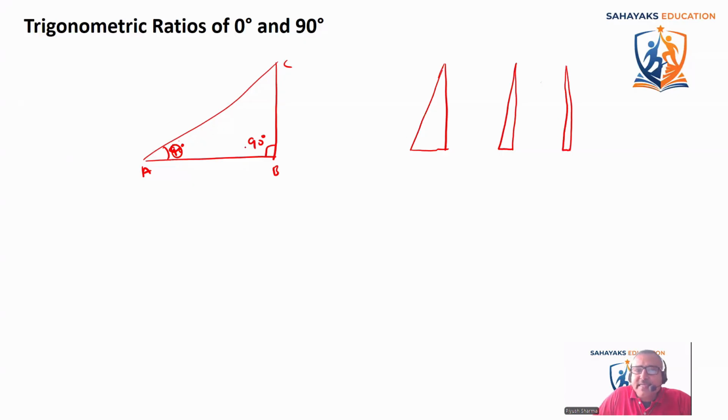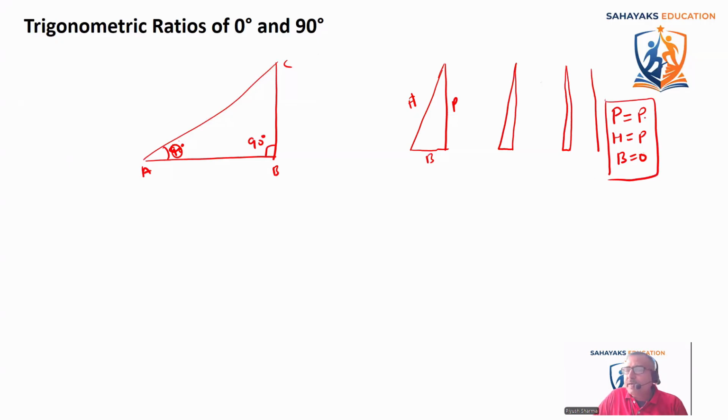So if I'm saying that this angle is 90, this is P, this is hypotenuse, and this is base. So P will be equal to P, perpendicular. The hypotenuse will also become equivalent to perpendicular. It becomes a straight line actually, and the base will become 0. So when it is 90 degree, these are the values. Base is 0, perpendicular is perpendicular, hypotenuse is also equal to perpendicular, in case we consider theta as 90 degree.